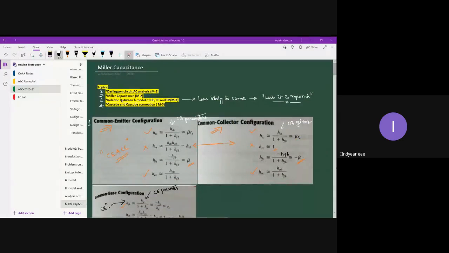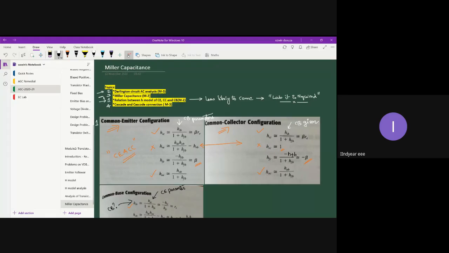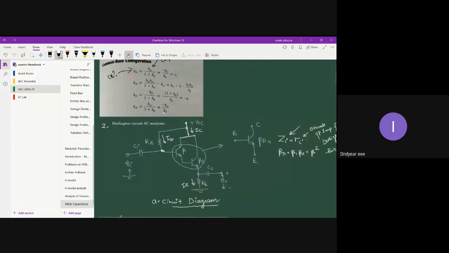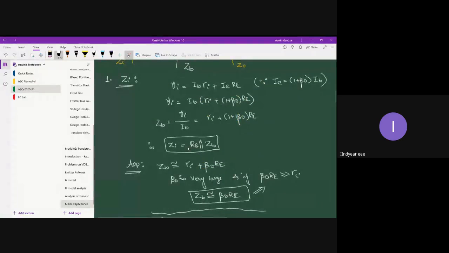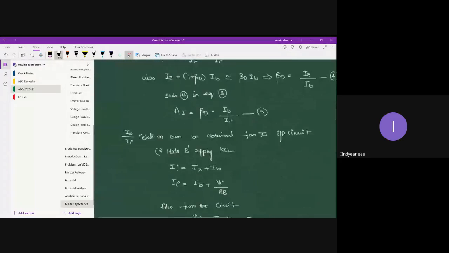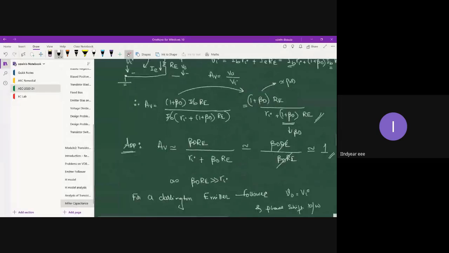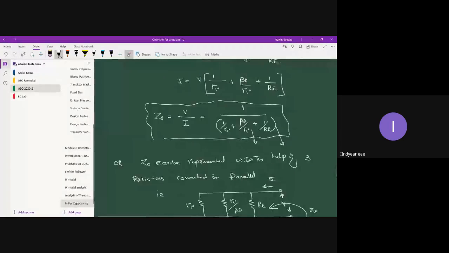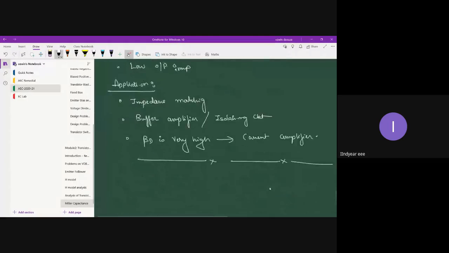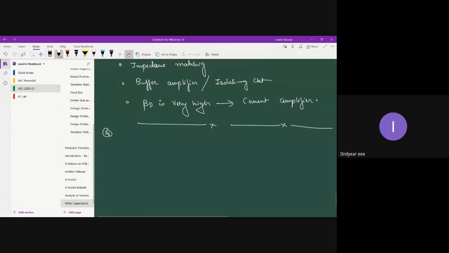So we are done with point number 1, point number 2. Now let us take the Miller capacitance. Very easy to understand, and very important. Normally for 6 to 8 marks they will ask. The third topic.